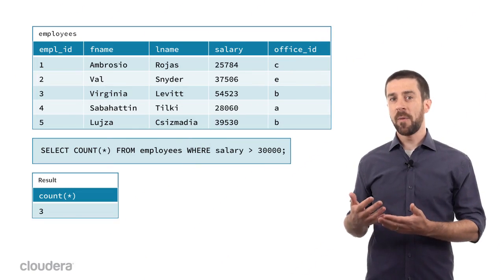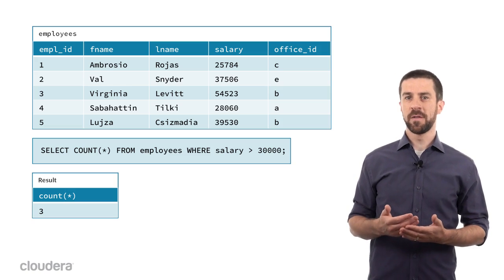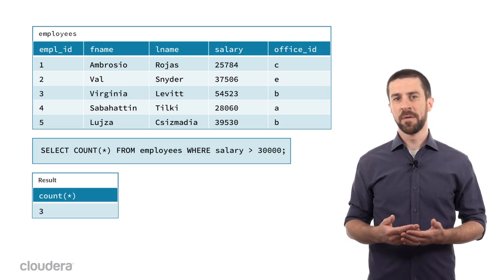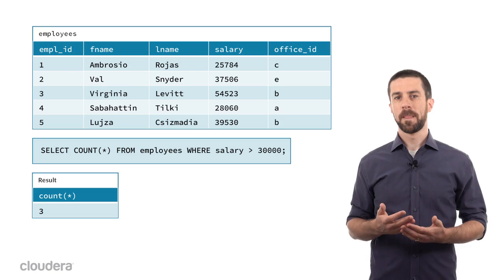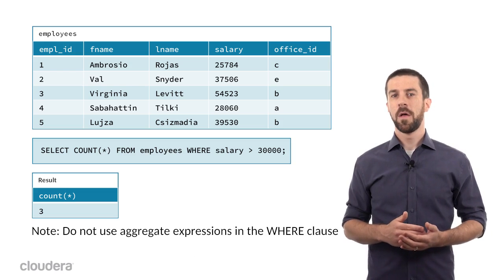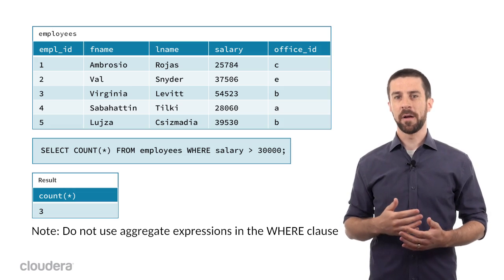When you use aggregate expressions in the select list, you can also use a where clause. You learned about the where clause in the previous week of the course, and you can continue to use it in this week of the course and beyond. For example, to answer the question, how many employees make more than $30,000, you could use COUNT(*) in the select list, together with the where clause, WHERE salary > 30000. This returns 3. However, do not try to use aggregate expressions in the where clause. The where clause always processes individual rows, so you cannot use it to examine aggregates.